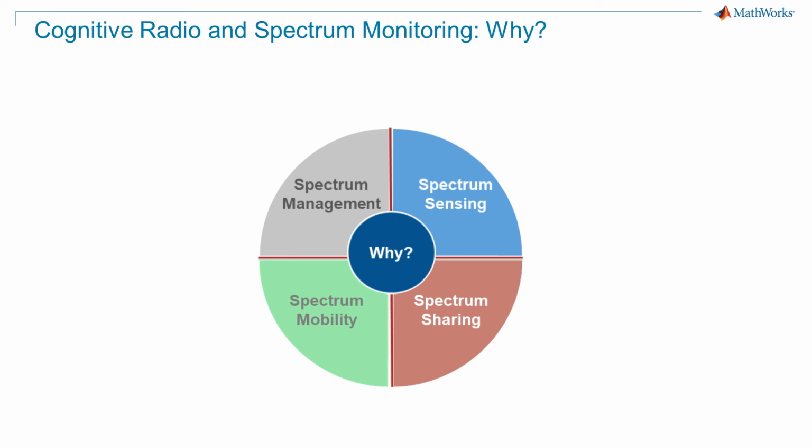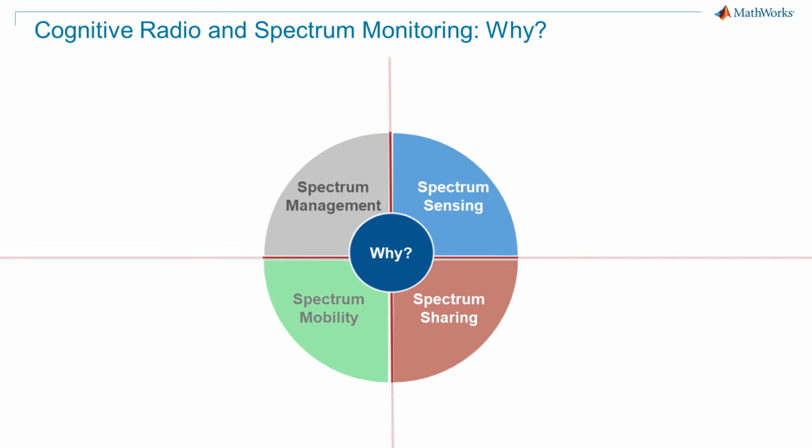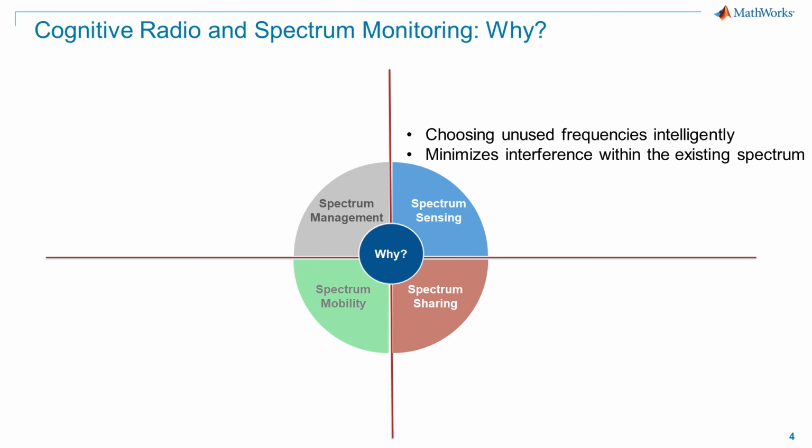Spectrum monitoring is the key aspect of cognitive radio. Spectrum monitoring has multiple requirements, such as spectrum sensing, management, mobility, and sharing. With spectrum sensing, cognitive radios can detect unused spectrum bands, also known as white spaces, across the radio frequency spectrum. This capability allows them to identify the best available channels to avoid interference with licensed or primary users.